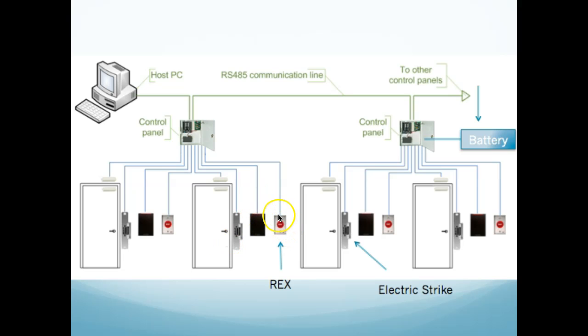Or there could just be a REX, a request to exit. And this particular one is a push-button REX. So you go into the room, use your badge, says yes, go in, and the door unlocks, and you walk in, you do what you got to do in that room, and then you go to get out. In order to release the electric strike, or especially to release a mag lock, if there was one on this door, you would need to do something to release it. You push, in this case, this red button on the inside, and it releases the magnet so that you can open the door and get out. For every door that you get in, there has to be a way to get out.